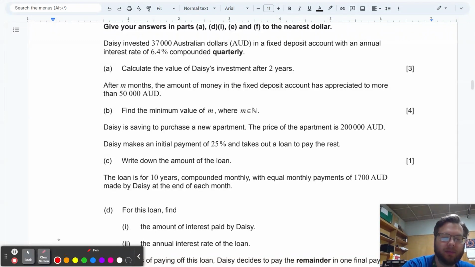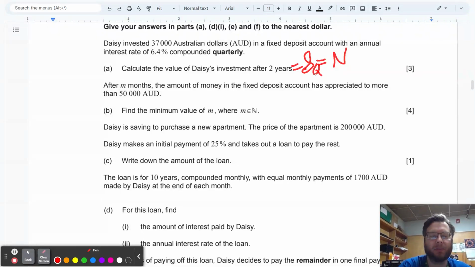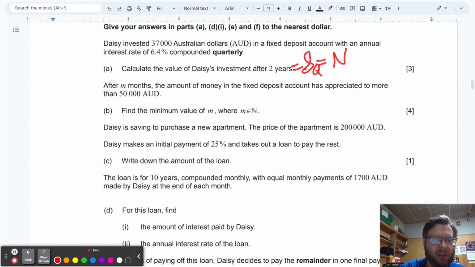So if we have the amount of Daisy's investment after 2 years, that's going to mean that I have 8 quarters. Okay, 2 years is 8 quarters, so that's what my end value is going to be. I is 6.4. That's pretty straightforward. Investing 37,000, so that sounds like she's depositing it, so I'm putting it in there as a negative number. No payments, and 4 times a year.